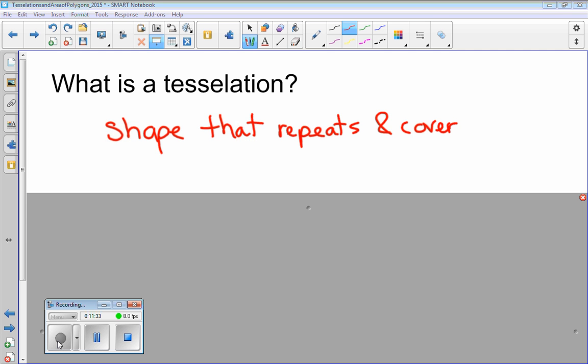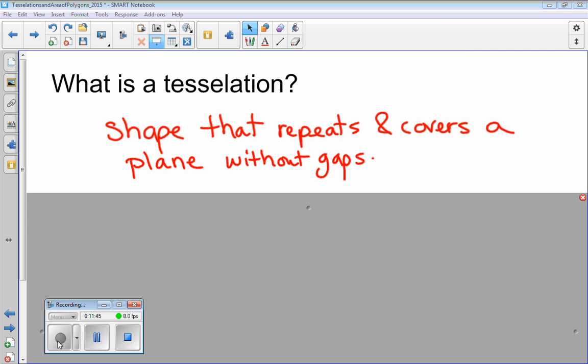So hang on one second. You probably should get out your notes, and you're going to need them in a few minutes. We are going to use these tiles in just a minute. Today's notes are titled up there, Tessellations and Area of Regular Polygons. And today is March 18th.